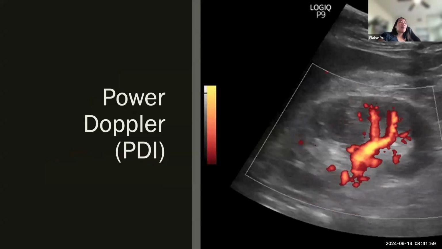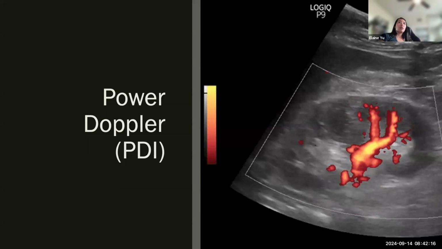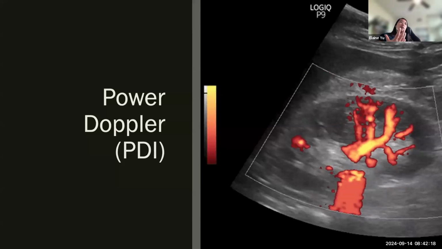Cool. Then we have power Doppler, and this is not directional. This is just strength of flow. And this will help you pick up smaller, less strong flows. Here we're looking at a kidney, and we're looking at the vasculature flowing through a kidney. So it's just more yellow if it's like a stronger flow, and then more red if it's like a weaker flow.